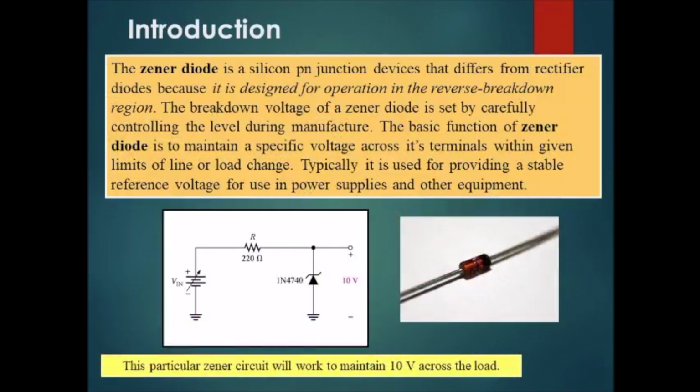The Zener diode is a silicon p-n junction device that differs from rectifier diodes because it is designed for operation in the reverse breakdown region. The breakdown voltage of a Zener diode is set by carefully controlling the doping level during manufacture. The basic function of a Zener diode is to maintain a specific voltage across its terminals within given limits of line or load change.